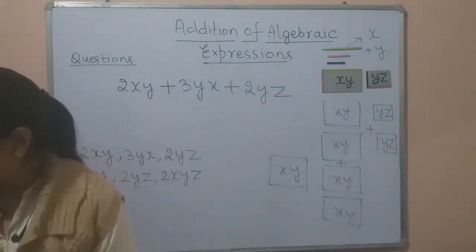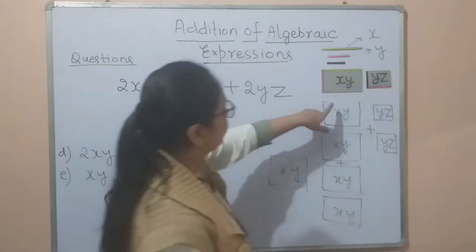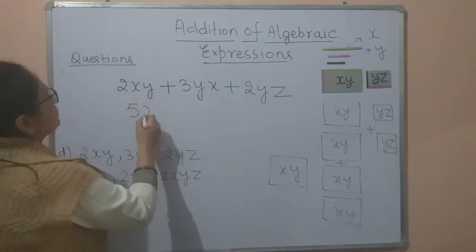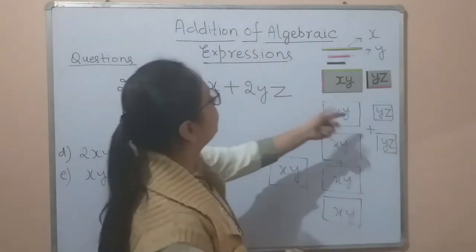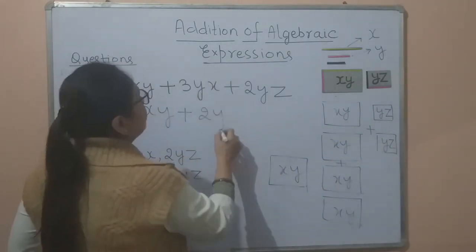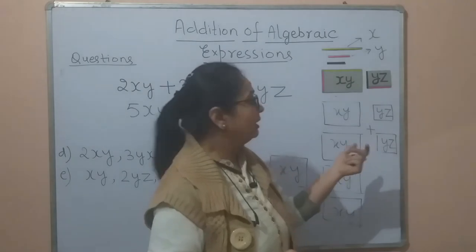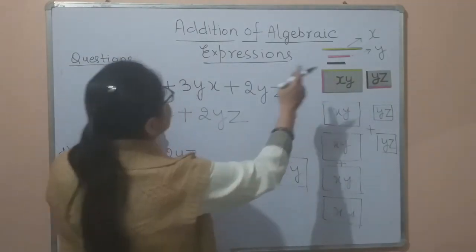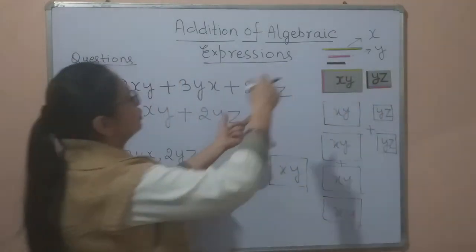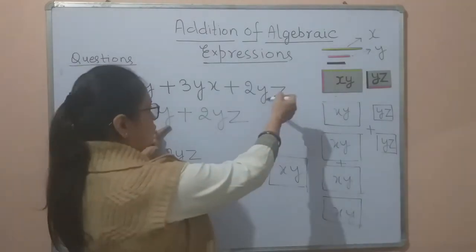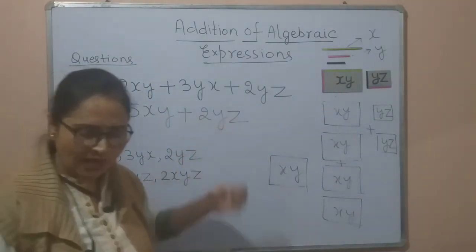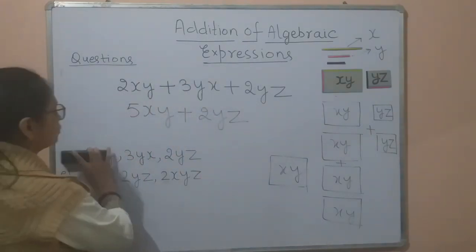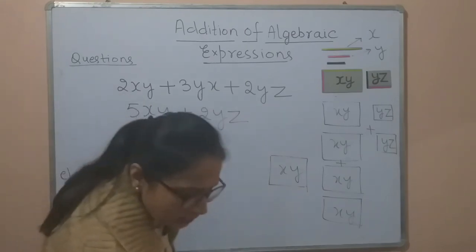Now if we try to add them, how many xy's are there? 1, 2, 3, 4, 5. We have 5 xy's, and we have 2yz. We cannot merge them together because there are 5 such rectangles and there are 2 of this rectangle. So the total is 5xy plus 2yz. So we have done part D also, and let us see the last one.